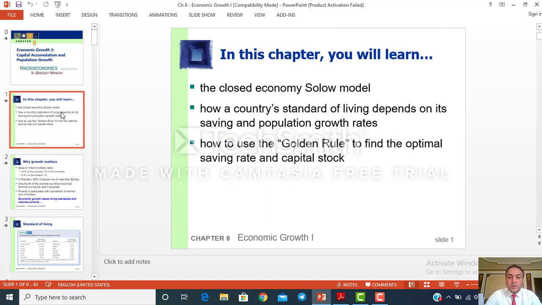We will see in this chapter the Solow model of the closed economy, and how a country's standard of living depends on the saving and population growth rates of that country. Imagine a family or household: the standard of living of this family depends on how much they save from their income and how many children they have. All these factors affect the standard of living of this family. The countries and economies are the same thing. Then we will see in the next lesson how to use the golden rule to find the optimal saving rate and capital stock.